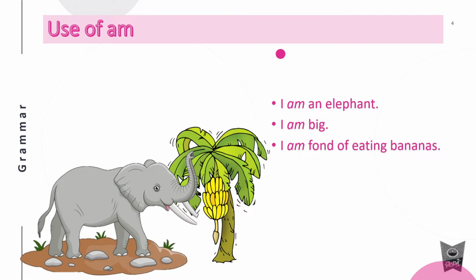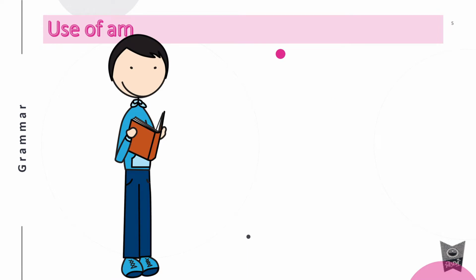So when the elephant is talking about itself, it is saying I am. Okay. Did you notice that? I am. Okay. All the three sentences, the elephant is talking about itself and it is using I because it is talking about itself, and along with I, it is using am. I am. Okay. So I and am will go together. Okay. Let's look at this.